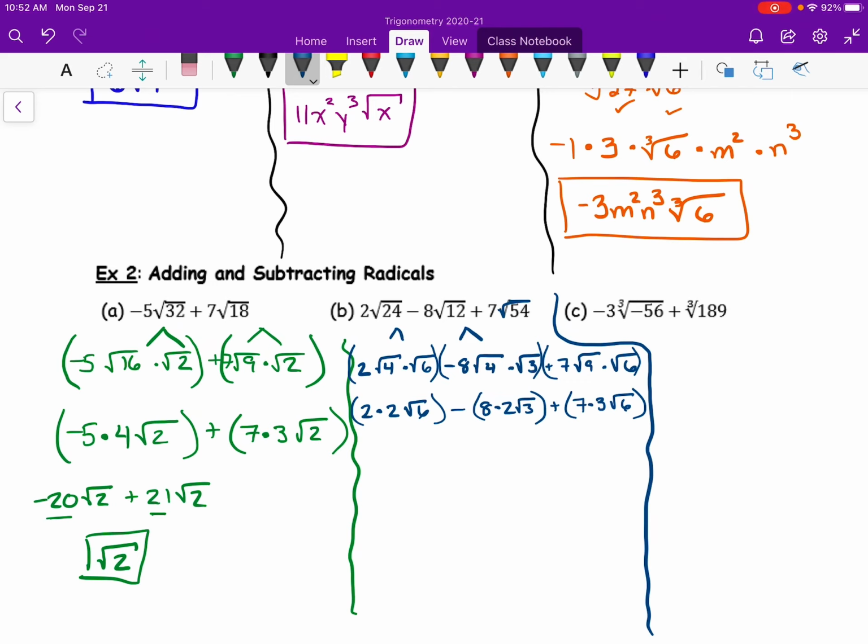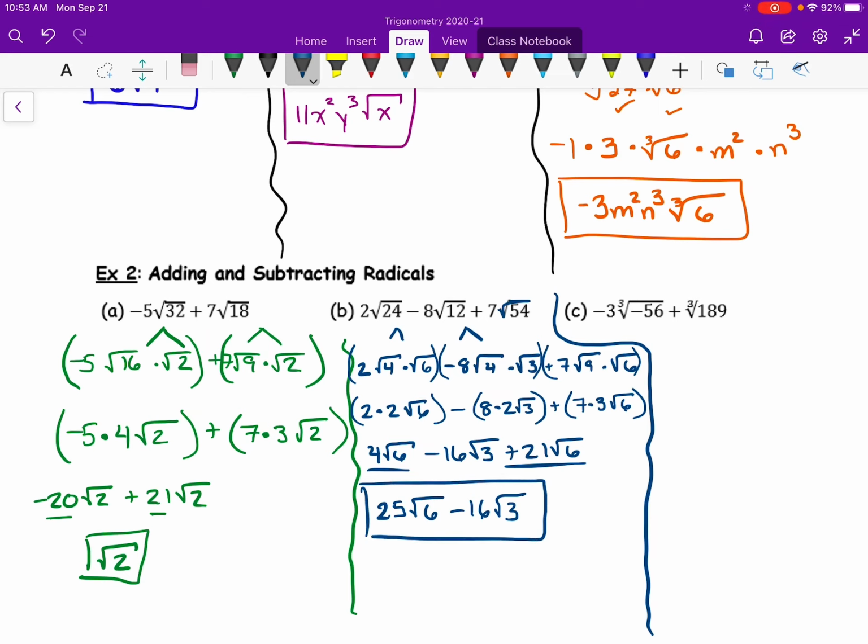Clean it up one more. 4 square roots of 6. 2 times 2 is 4. Negative 8 times 2 is negative 16 square roots of 3. 3 times 7 is 21. 21 square roots of 6. Combine like terms. Square roots of 6 are like terms. So 21 plus 4 is 25 square roots of 6 minus 16 square roots of 3. No more like terms, so we are done.